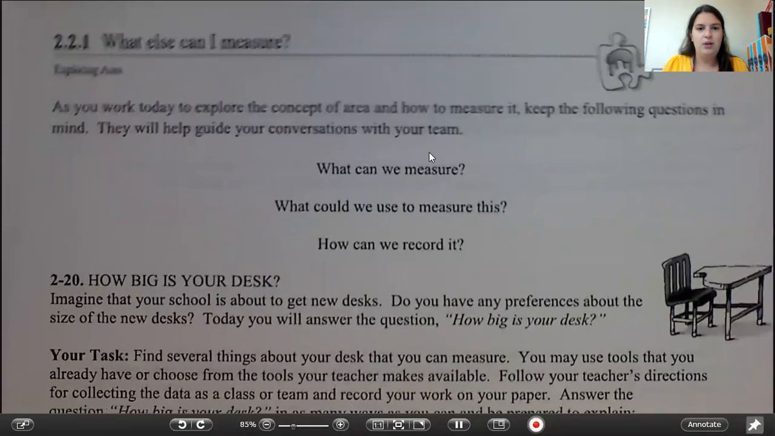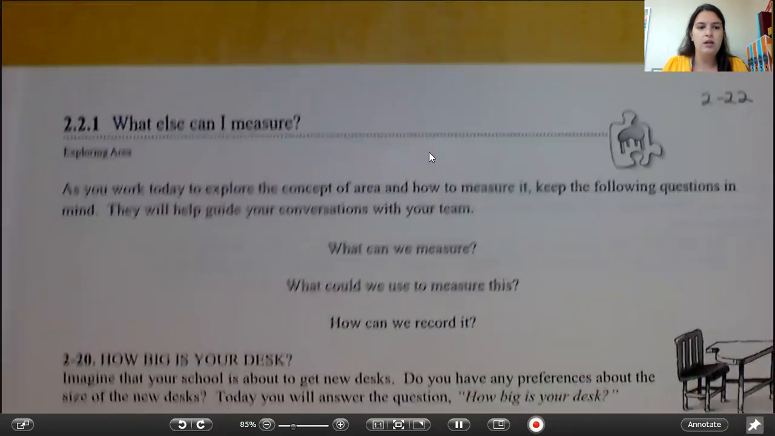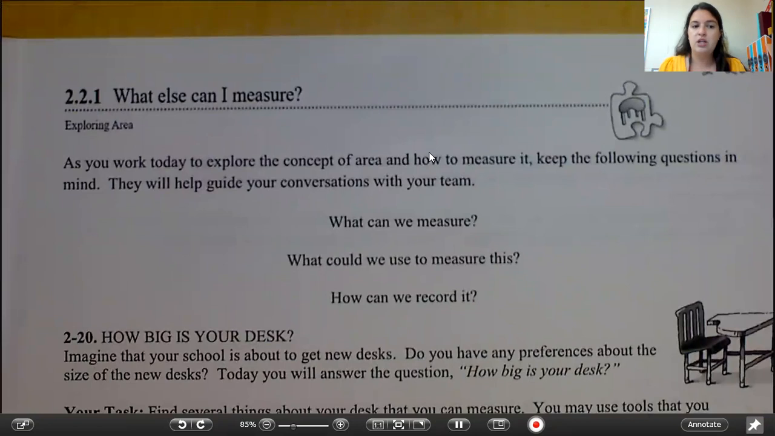Okay, hi everybody. We are starting your video for lesson 221, which is titled What Else Can I Measure? Exploring Area. In chapter 1 we were talking about area, and we are going to continue that conversation. So follow along as I read your introduction.